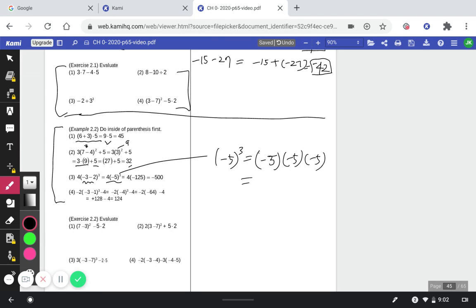So you end up with 5 times 5 times 5 is 125. You have 3 negatives, which turn into a minus. So you replace negative 3 minus 2 to the third power with negative 125. So here you have 4 times negative 125. And then you multiply 4 times 125, which is 500. And you have a negative. So the final answer becomes negative 500.